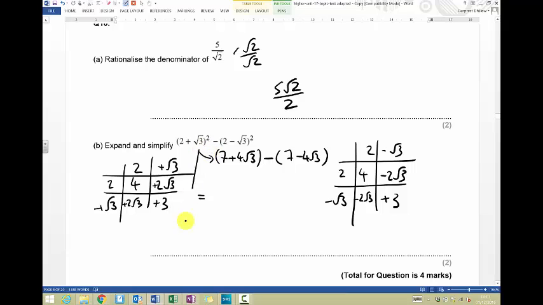And now if you concentrate on what's here, that's 7 plus 4 root 3 minus 7. Minus and a minus makes a plus. The 7 take away 7 goes. 4 add 4, it's just left with 8 root 3.